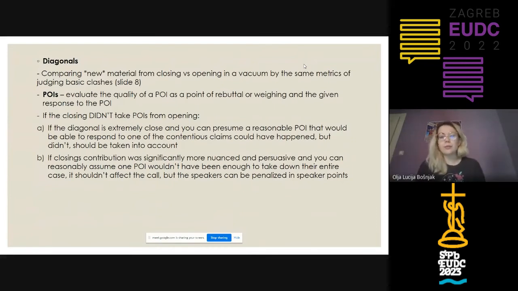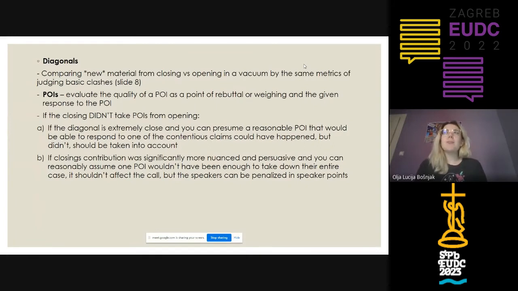Again, there was also a discussion on the serious posting about this. How do we evaluate the POIs if the closing, let's say, didn't take POIs from their opening? I think there are two cases. The first one being, look, I think if the diagonal is just extremely, extremely close, and you can presume a reasonable POI, which is what I meant by this.